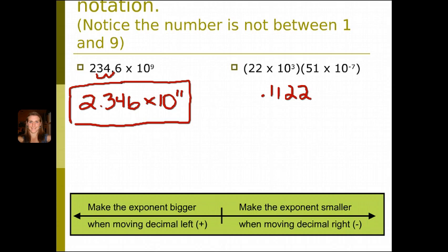Then to change this to a number in scientific notation, we need to move the decimal place once to the right so that we can have a number between 1 and 9.9. 1.122 times 10. And since we moved it one spot to the right, we have a negative 1 for our exponent.